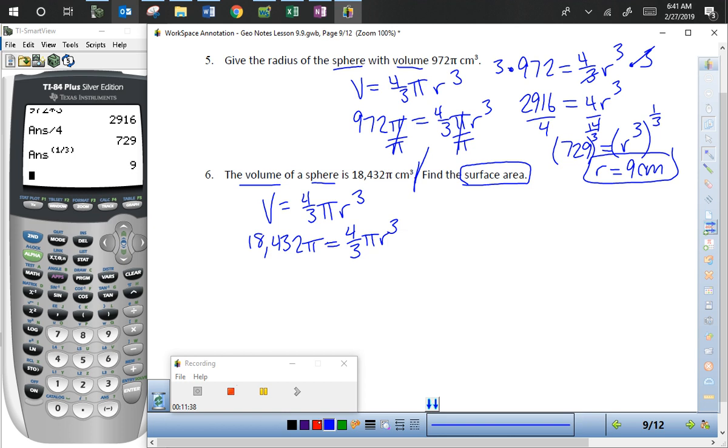Okay, first thing we're doing is just getting rid of our pi. So 18,432 equals 4/3 r cubed. Okay, remember for this 4/3 we have 2 steps. First we're going to get rid of this divided by 3. So we'll multiply by 3 on both sides. Okay, that's going to be a pretty big number, but that's okay.